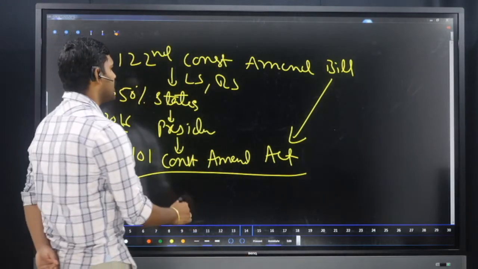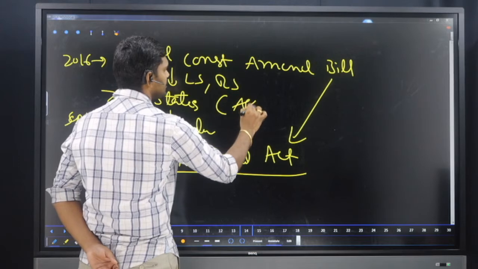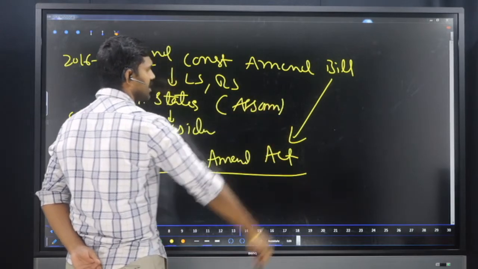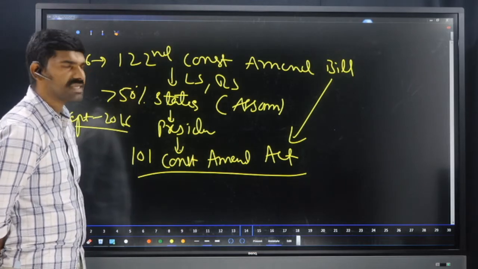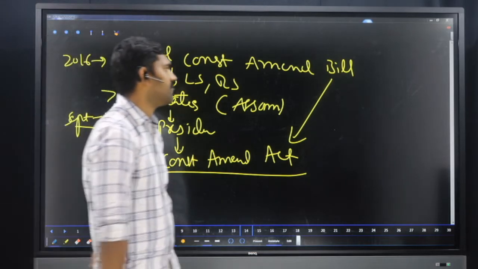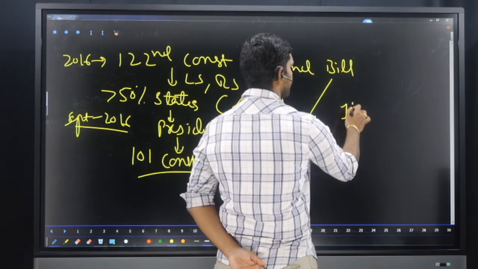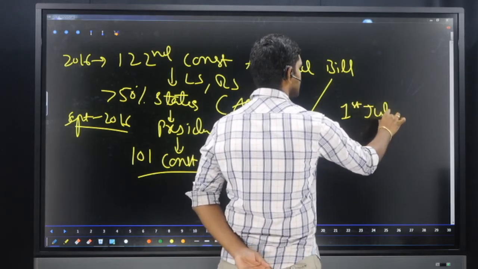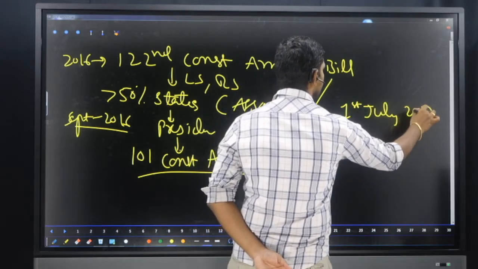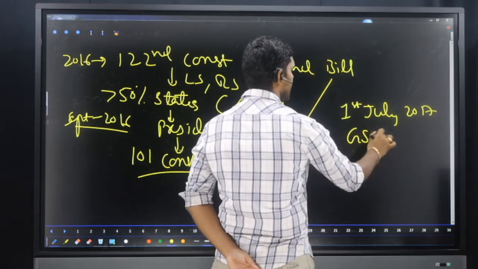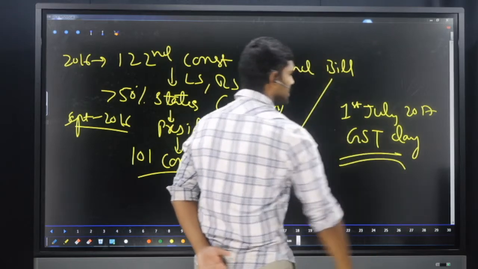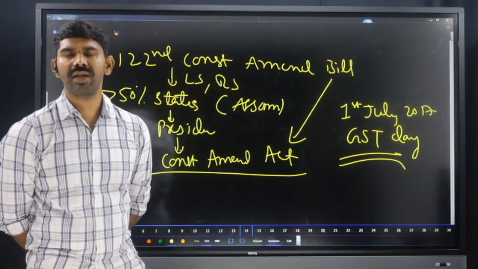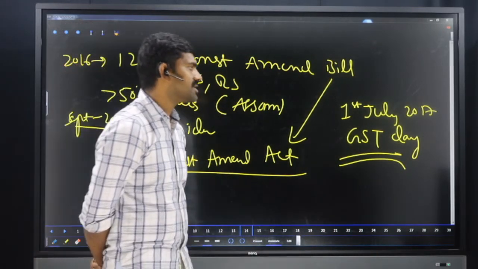Now, very important. Out of all the states, Assam is the first state to ratify the GST bill. Like this, the GST Act came into picture, and finally on 1st of July 2017, GST became a reality. So what is celebrated as GST Day? Very important: 1st of July is GST Day.